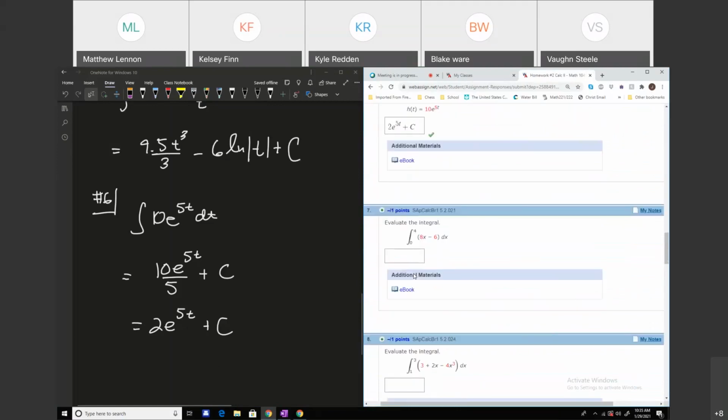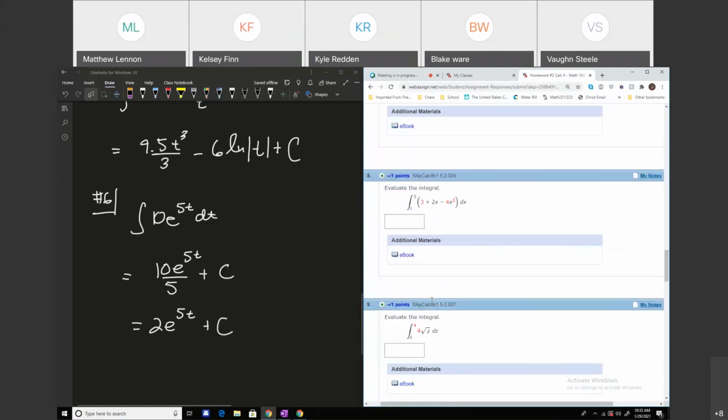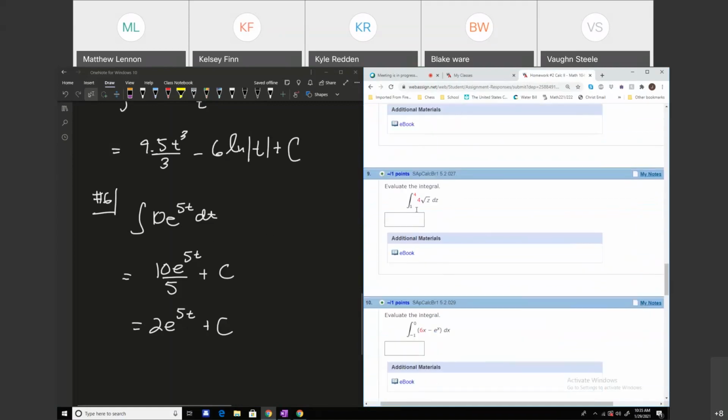So again, number 7 is a polynomial, number 8 is a polynomial. We've done plenty of those examples, so I'm going to skip over 7 and 8. We did one just like number 9 too. I mean, does anybody want to see number 9? I want to see number 9. Okay.